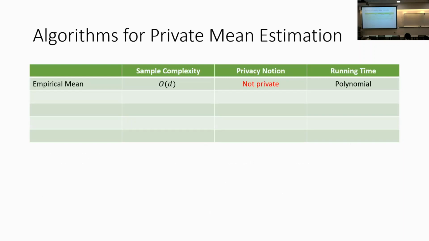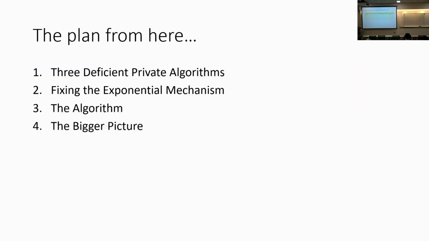The running time is very efficient. You just take the empirical mean, poly time. But the bad thing is, this is a talk on privacy, and this is not private. We could talk more about how to attack it, but hopefully it'll be clear that we didn't do anything. It's a deterministic algorithm. It's not differentially private. So we're going to go from there and try to fill in other rows in this table to see other approaches.